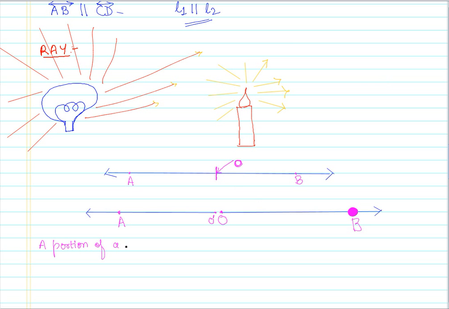You can say that a ray is a portion of a line, or you can equally say that a ray has a start point but no end point, which implies that it goes endlessly in one direction. And the example that we saw is light from a candle, light from a bulb. You can also take the common example of the sun. Okay, and now how do we represent this ray?